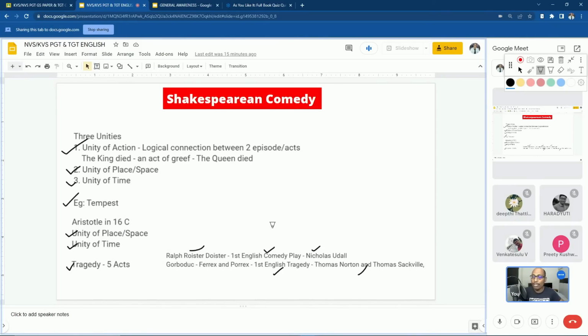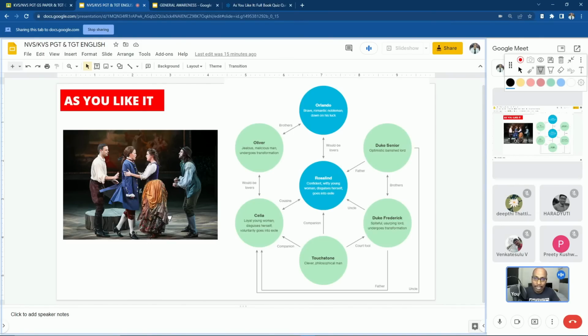And we have to understand Shakespeare followed the three unities, unity of action, unity of place and space, and unity of time, only in one play, and that is The Tempest. And Aristotle in the 16th century came with two unities, unity of place and space, and unity of time. And every tragedy has 5 acts, and we have completed the summary and the question answers of As You Like It.